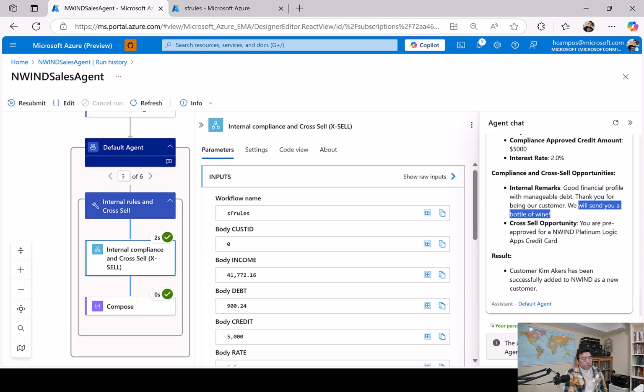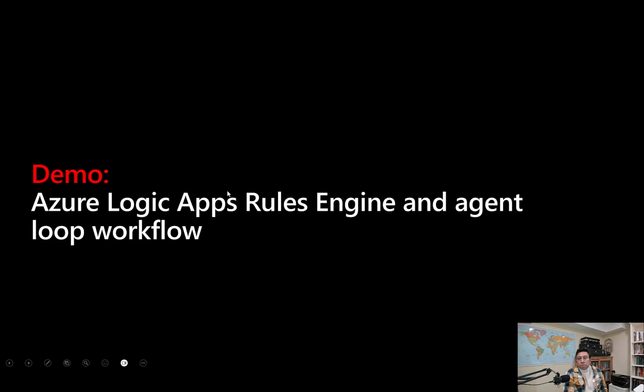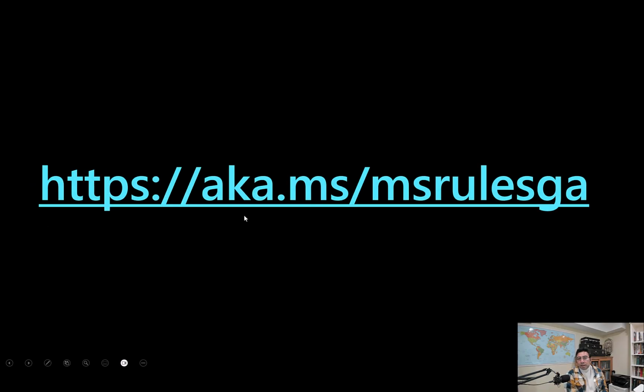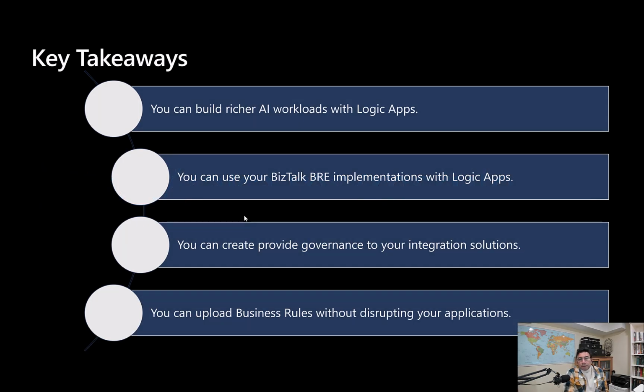I hope you have enjoyed this part of the demonstration. What I'm going to do now is show you just a couple of slides. One, the link where you can provide feedback. If you can do that, that would be fantastic. And the other is key takeaways: you can build richer AI workloads with Logic Apps and the rules engine. You can use your BizTalk rules engine implementations with Logic Apps. You can provide governance to your integration solutions in the cloud or hybrid, and you can upload business rules without disrupting your applications.